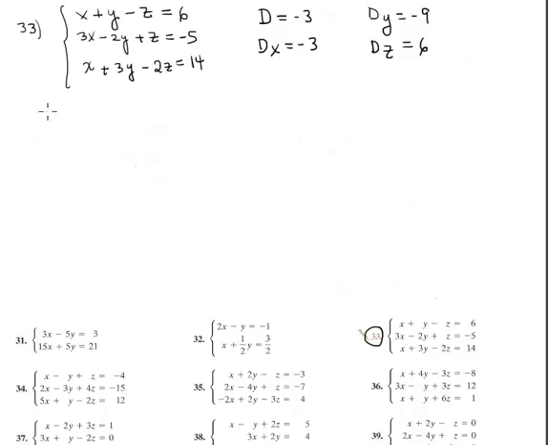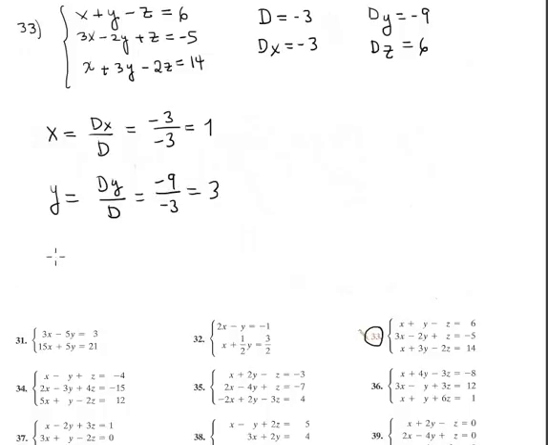Okay, x is equal to dx over d. X is negative 3 over negative 3, which is positive 1. Y is dy over d, which is negative 9 over negative 3, which is positive 3. And z is dz over d, which is 6 over negative 3, which is negative 2. Now the solution is the ordered triple 1, 3, negative 2.